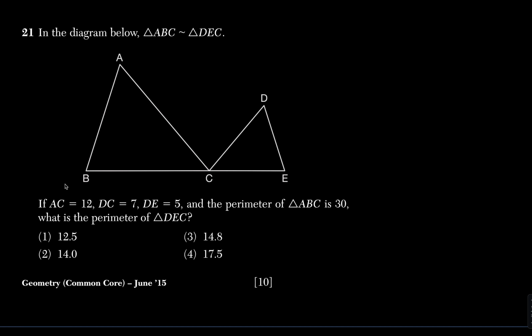Number 21. In the diagram below, triangle ABC is similar to DEC, that means their angles are the same. So in other words, this angle is going to be congruent to this angle, B is going to be congruent to E.